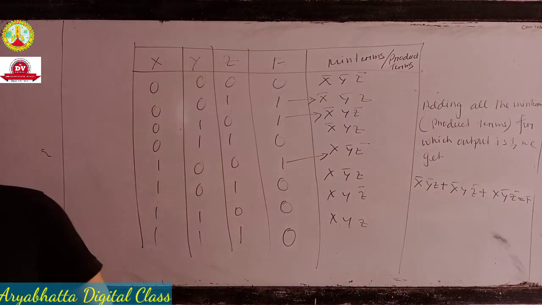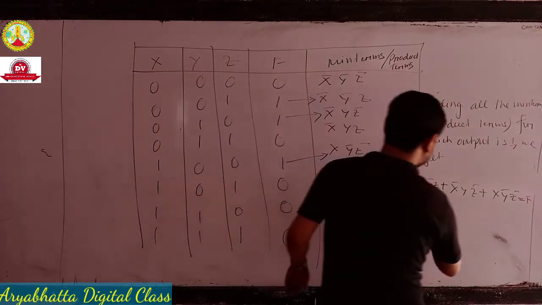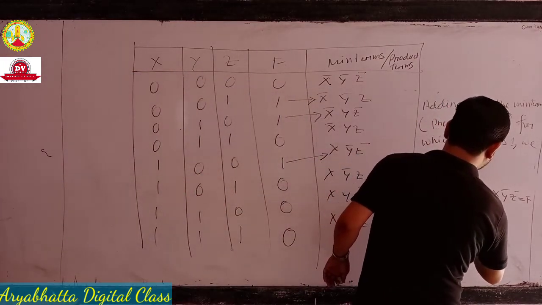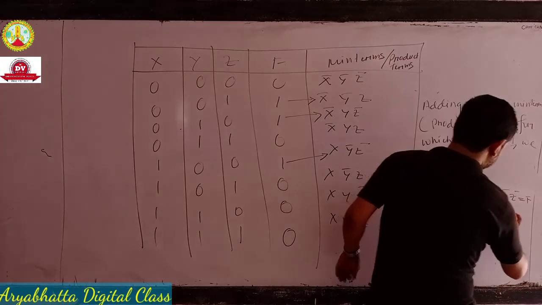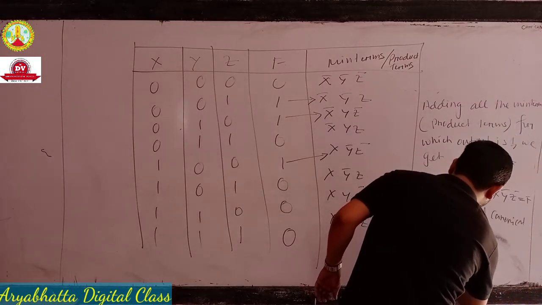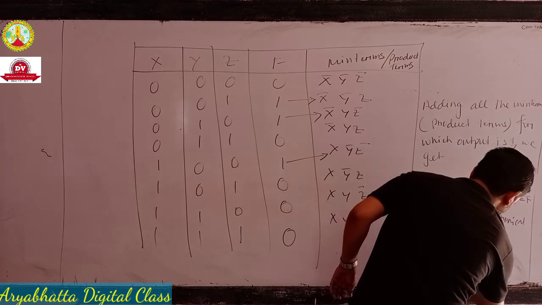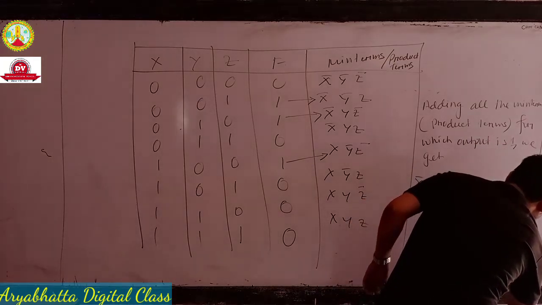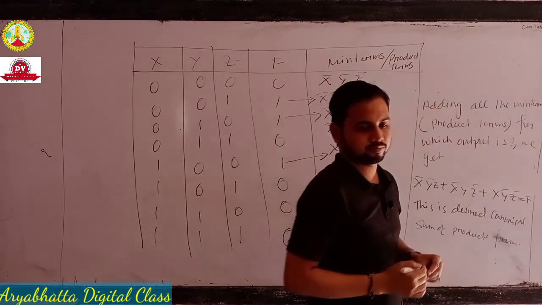This is the desired canonical sum of products form. You can write like this. That is the last question on sum of products.